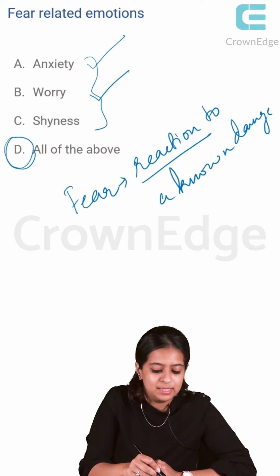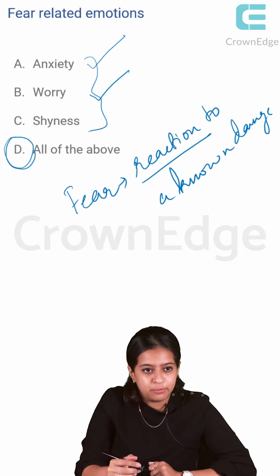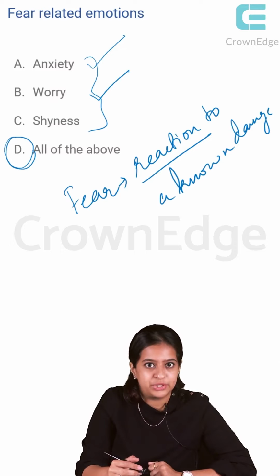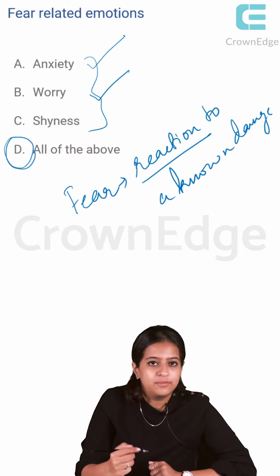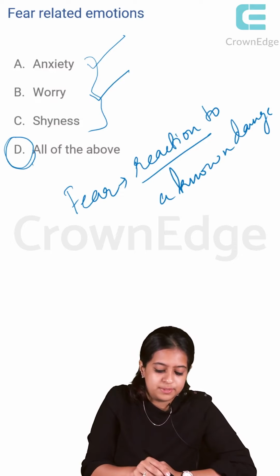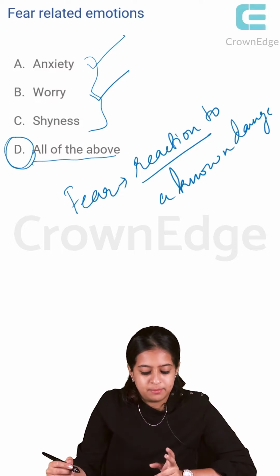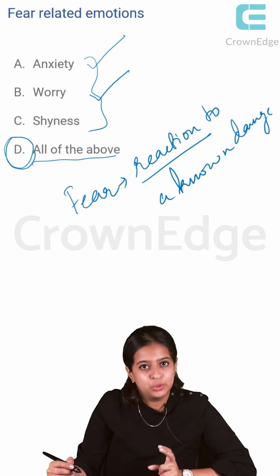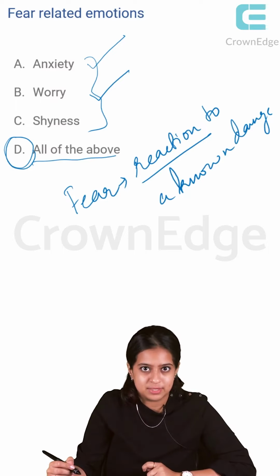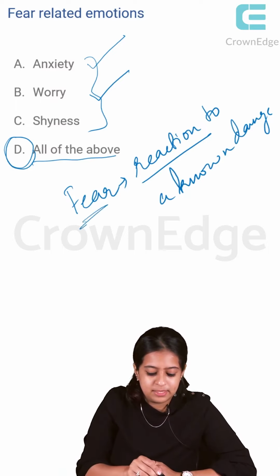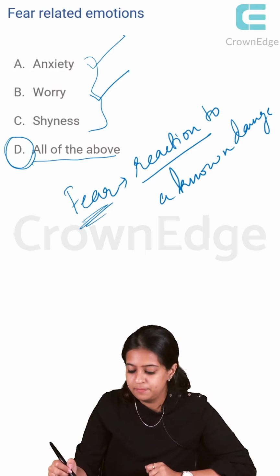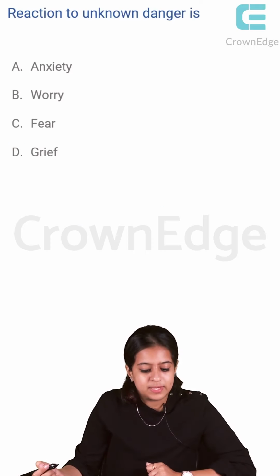So all these three are fear related emotions. Remember, anxiety, worry, shyness, all these three are fear related emotions. So option D is the right answer. Remember, fear is a reaction to a known danger. I will let you know why in the coming slides. Alright, remember this definition of fear. Okay, moving on to the next question.